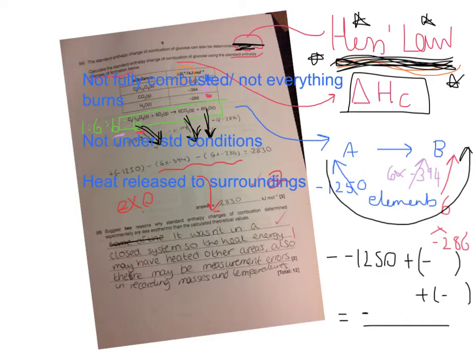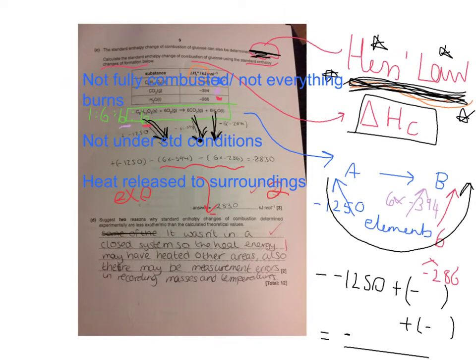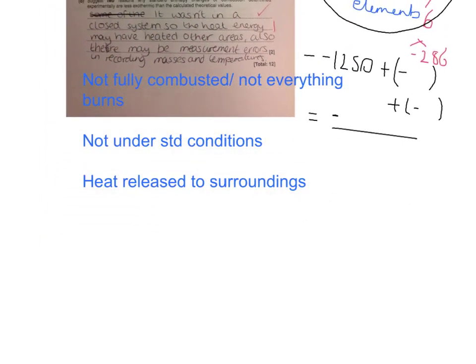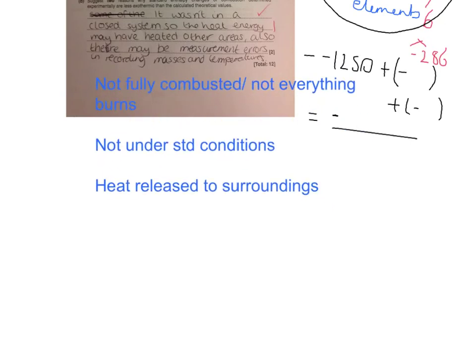Okay, so that was all out of 12. I just want you to be seeing now what you got out of 12 and how you could have made it 12.